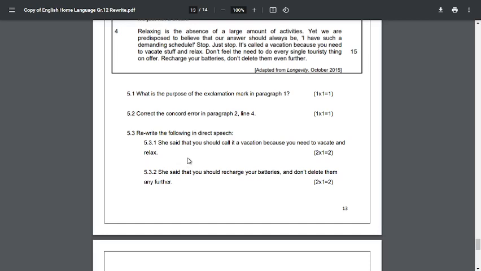She said, you should call it a vacation because you need to vacate and relax. So, that would be in quotation marks, and that's as simple as that. She said, comma, quotation open, you should call it a vacation because you need to vacate and relax, close quotation marks. So this is always going to be the question 5, where we put in mostly just grammar, language conventions, punctuation, and things like that.